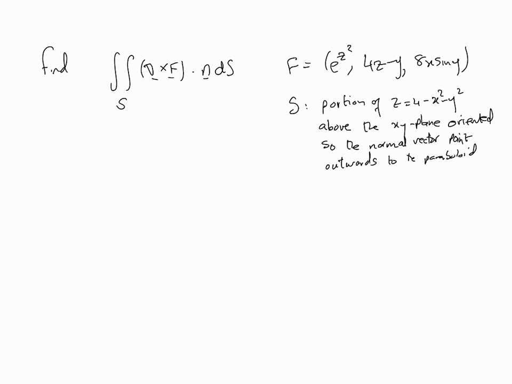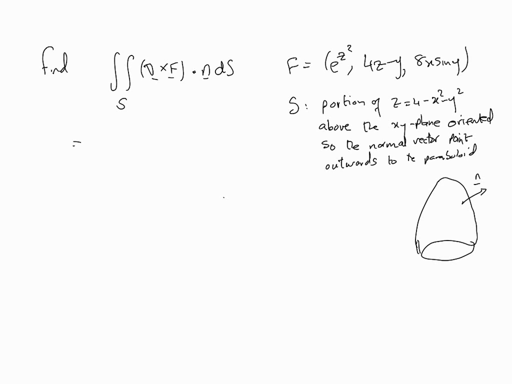Look at this example. We want to calculate the surface integral of the curl of f, where f is as shown here, and S is the portion of the paraboloid z equals 4 minus x squared minus y squared above the xy plane, oriented so the normal vector points outwards. So a basic drawing would show here's our paraboloid, and your orientation is, this is your n, it's pointing outwards. So we need to keep that in mind as we continue to calculate.